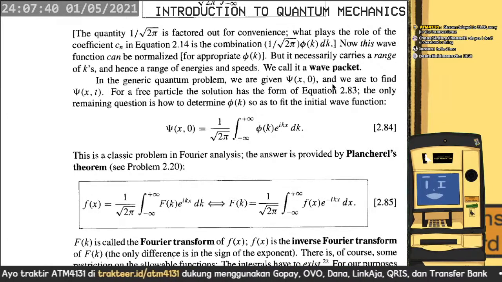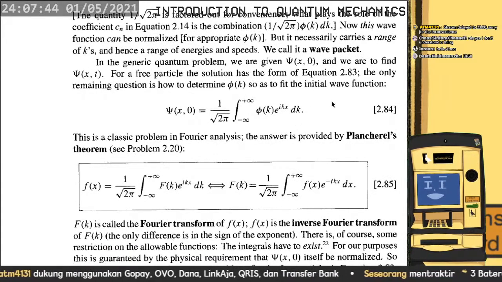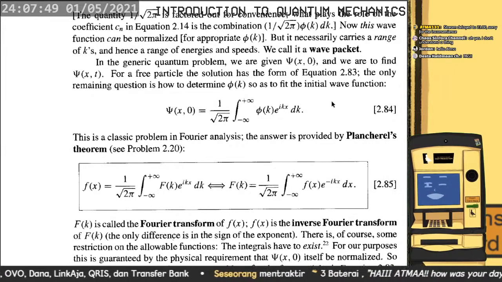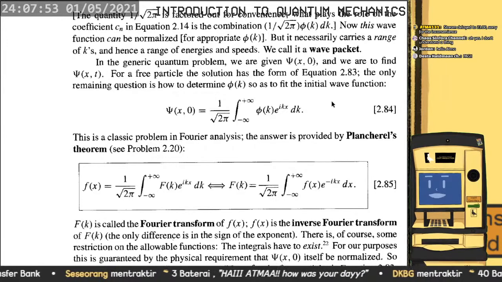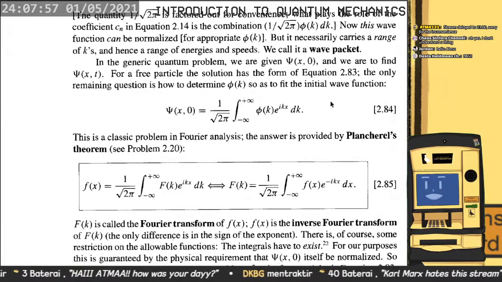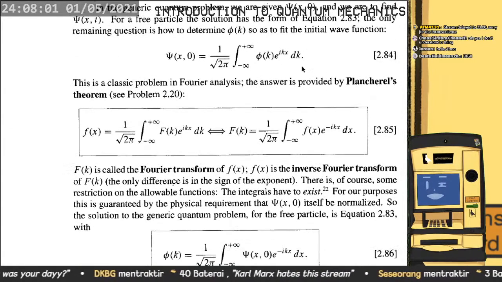In the generic quantum problem, we are given Ψ(x,0), and we are to find Ψ(x,t). For a free particle, the solution has the form of equation 2.83. The only remaining question is how to determine φ(k) so as to fit the initial wave function.